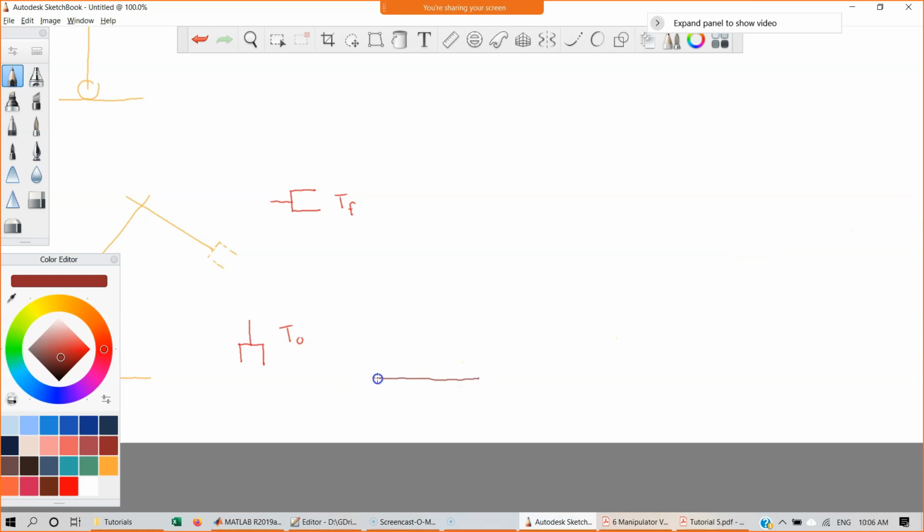So let's say we have an object to be picked. Okay, this is an object, and the object has some kind of fixture or something to hold this object at its place. So this is a fixture, and this is the object to be picked.